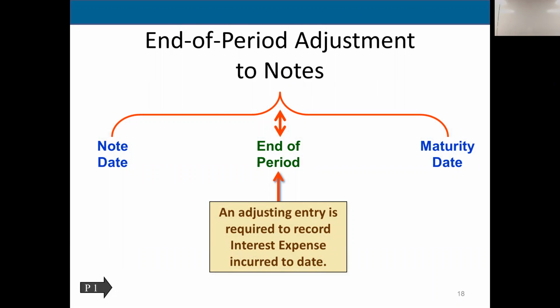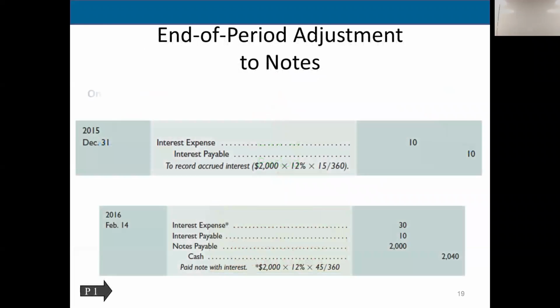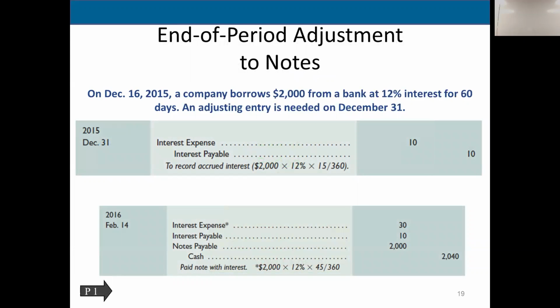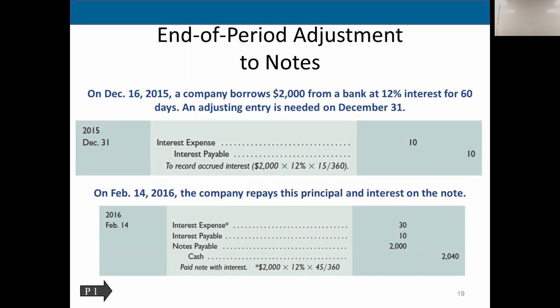Now, let's look at some adjusting entries. Whenever we find that the liability is due at the end of an accounting period, it's going to require us to record accrued interest as of that date. All right, so let's look at an example. So here's one of our adjusting entries, so pay attention.